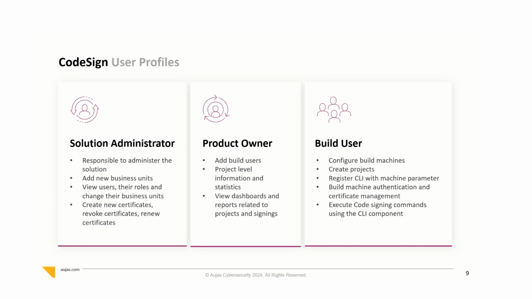Then we have a third user, which is the build user, which is the actual signer profile, or the build engineer who is going to sign using our solution. They can configure the build machine, create the project for code signing initiation, and register the command line interface, which is one of the components of our solution. They also do the build machine authentication and execute the code signing command using our command line component.